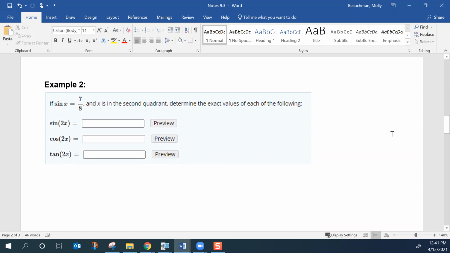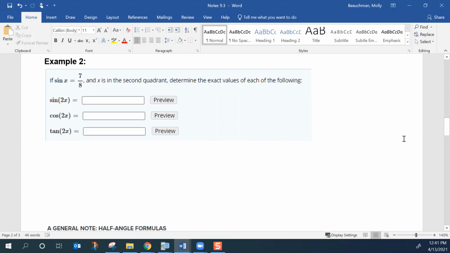identities we'll look at, let me look at one more example. If sine is equal to 7/8 and x is in the second quadrant, determine exact values of each of the following. So if your sine of x is 7/8, you can find the cosine by going ahead and drawing a triangle. It'll be in the second quadrant. So you're going to use the reference triangle again. Sine is 7 over 8, that's opposite over hypotenuse. And then you would use the Pythagorean theorem to get this other side.